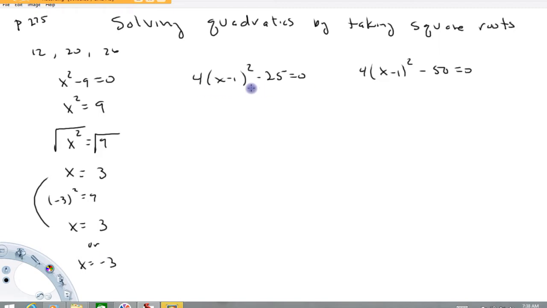Let's take a look at this one right here. So 4 times the quantity x minus 1, the quantity squared, minus 25 equals 0. Again, there's multiple ways, but I'm going to focus on the square root method. First step would probably be add 25 to both sides. I'm going to go ahead and divide by 4 next. Now, this would be a good time to take the square root of both sides. We can get rid of this square by doing this.